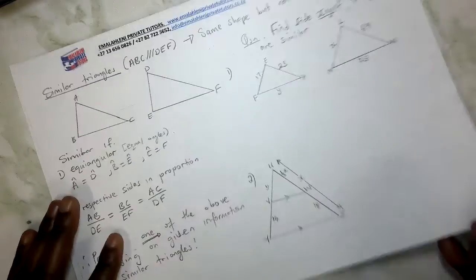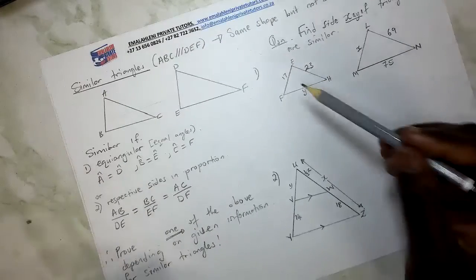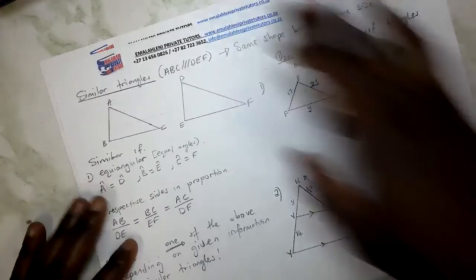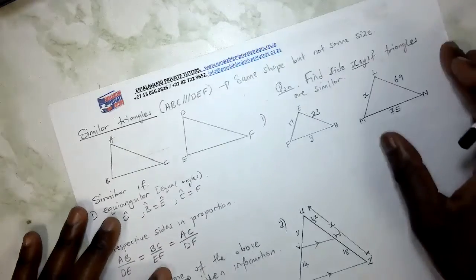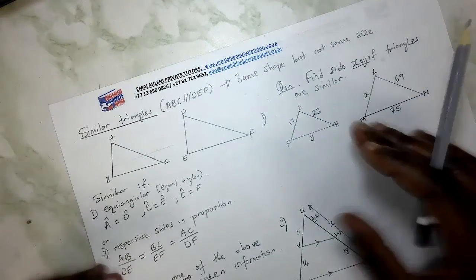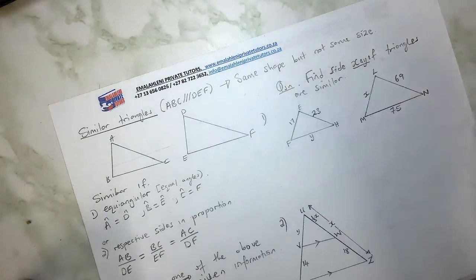Now, let's look at these similar triangles. When I talk of similar triangles, we are saying those congruent, those identical triangles, what happened to them? One of them is just enlarged. So when we enlarge it, it's not changing its shape, but the size is changing.